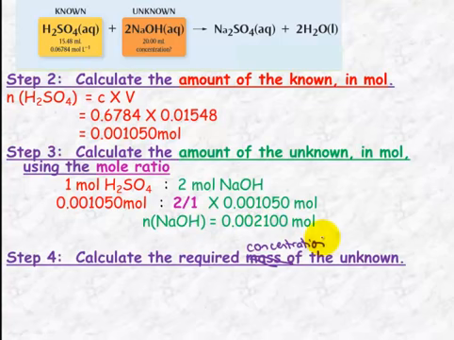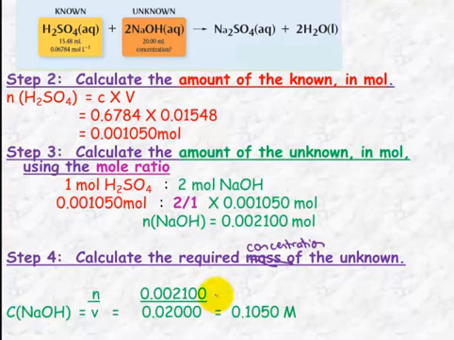Step 3, calculate the required concentration of the unknown. Sorry, there's a bit of a typo in my notes there. So now that we know concentration equals n on V, we know what n is, we know what V is, so we can work out the concentration there.